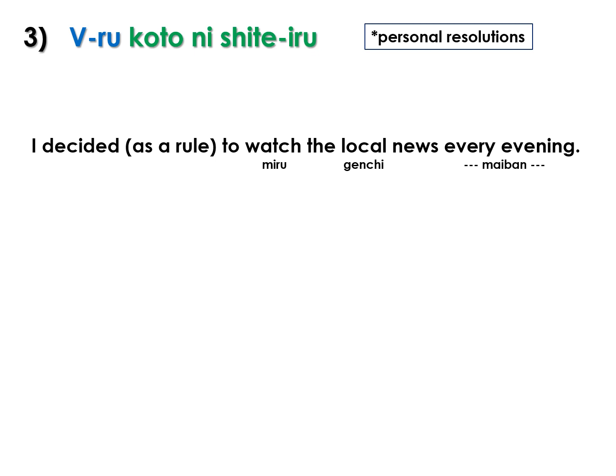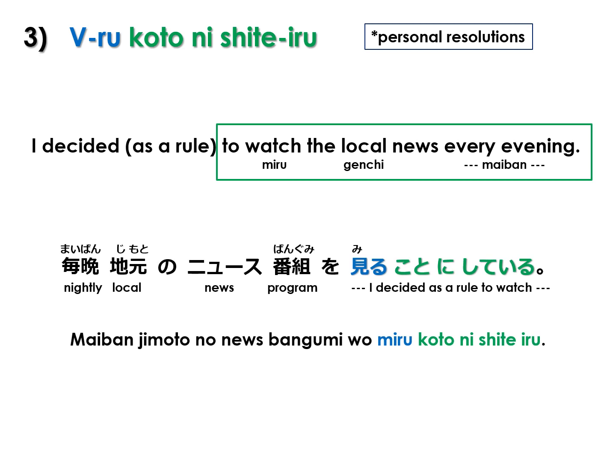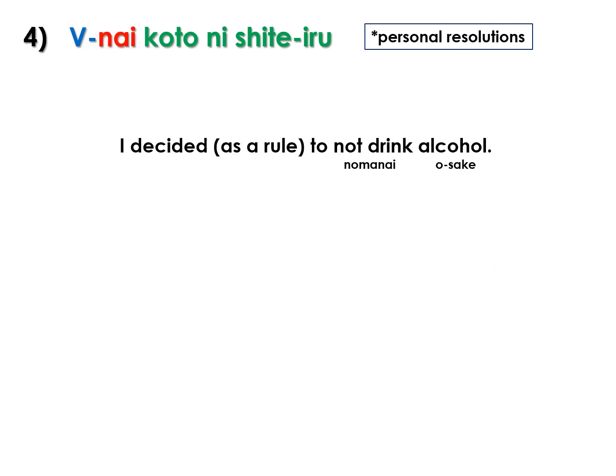Last example for this structure, I decided as a rule to watch the local news every evening. We nominalize to watch the local news every evening. In Japanese, 毎晩地元のニュース番組を見ることにしている。Next pattern is ないことにしている。This expresses personal resolutions that from now on you won't do something.